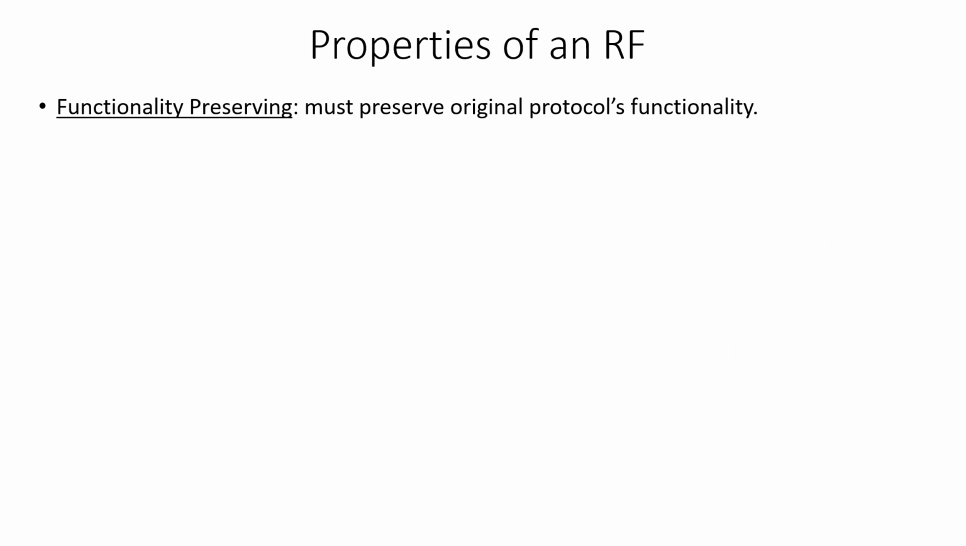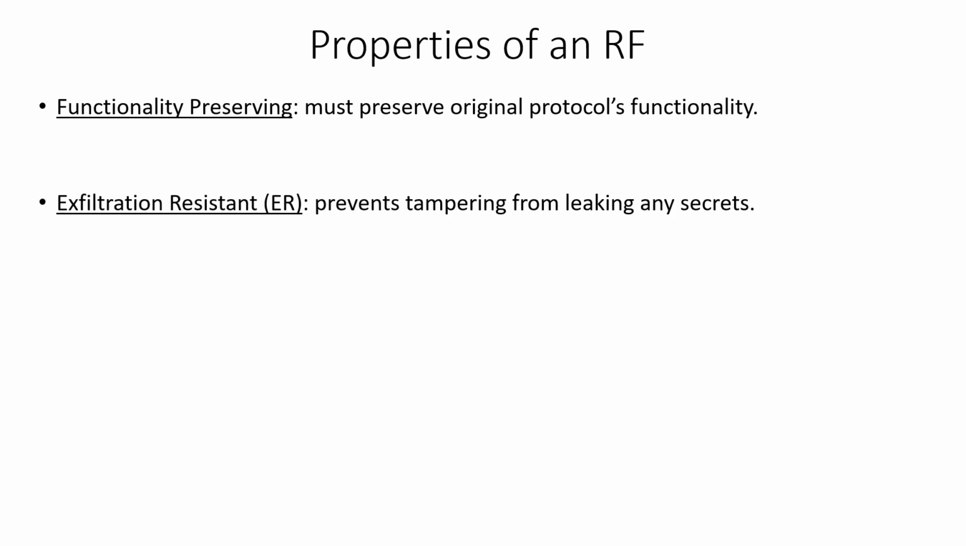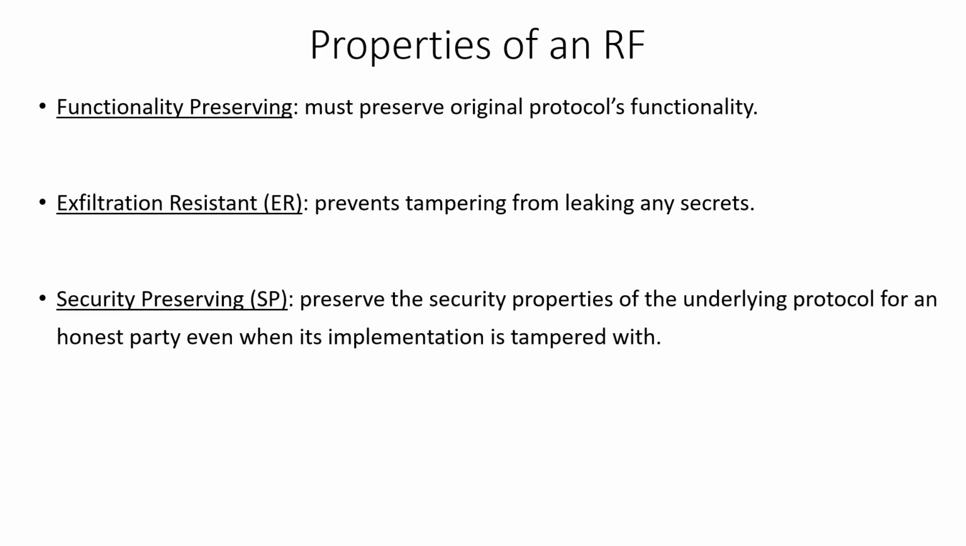The properties that we expect from a reverse firewall are, first, it should be functionality preserving. If there is no tampering at all, then it must preserve the original protocol's functionality. Even if we deploy an untampered implementation with the reverse firewall, it should not destroy the underlying functionality. The second is about security, which is the kind of exfiltration we saw in the previous slide. That should be prevented when we deploy a firewall. We can also ask for security preservation, which says that if the underlying protocol gives us some security guarantees, then the protocol that is composed with the reverse firewall should also provide the same security guarantees.